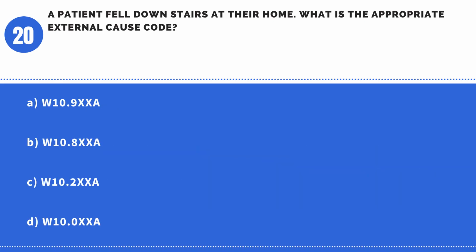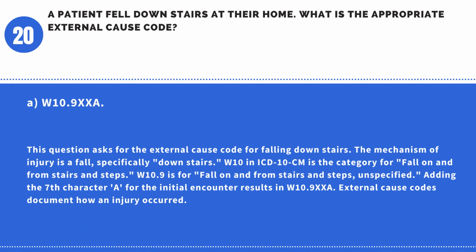Question 20. A patient fell downstairs at their home. What is the appropriate external cause code? A. W10.9XXA. B. W10.8XXA. C. W10.2XXA. D. W10.0XXA. Answer: A.